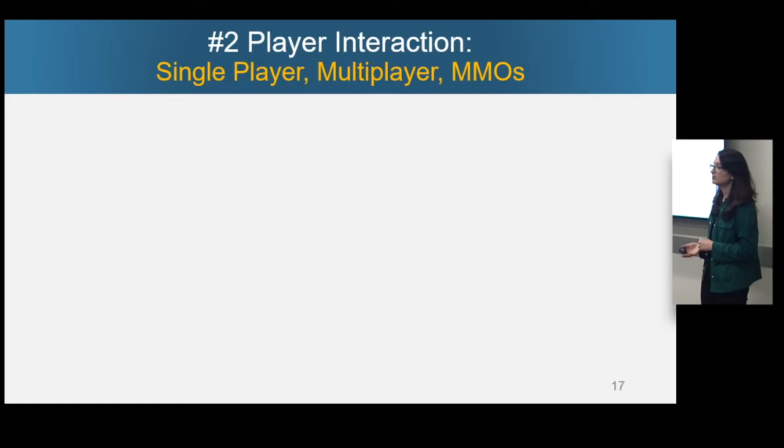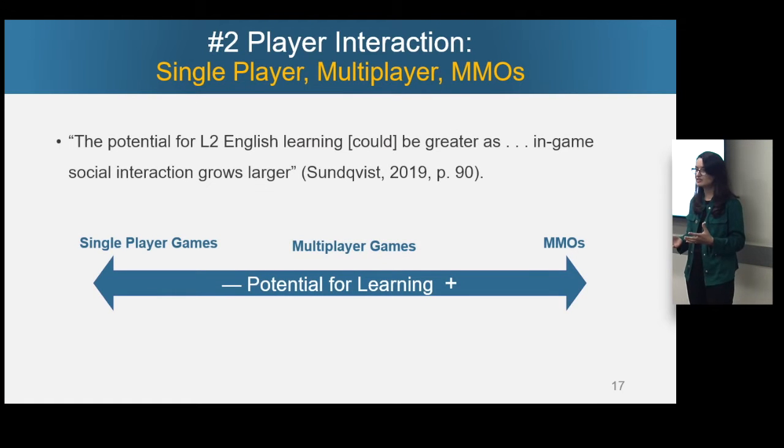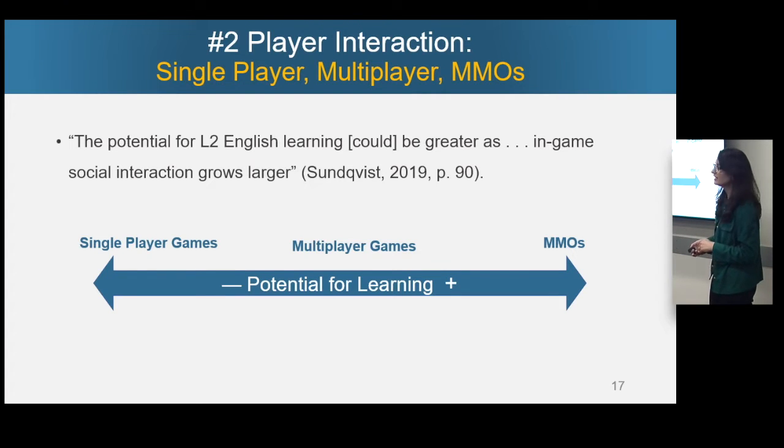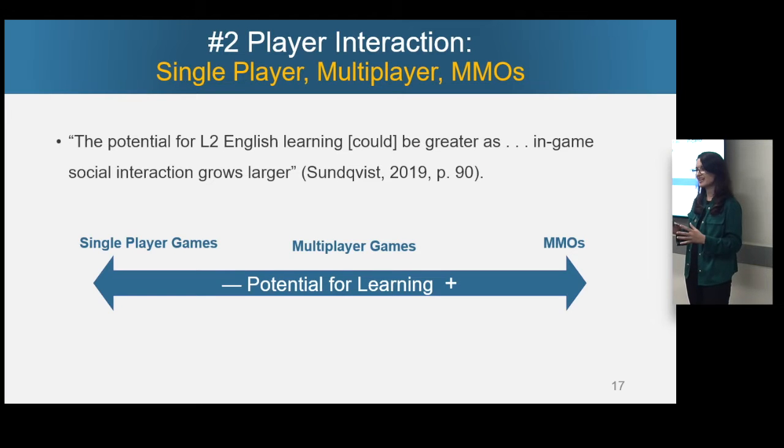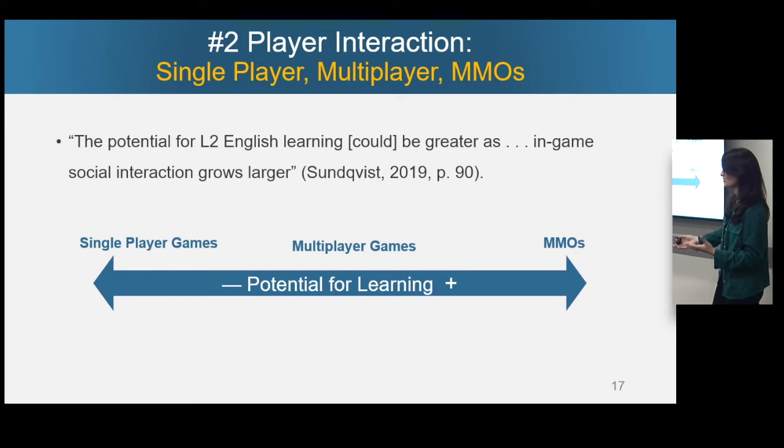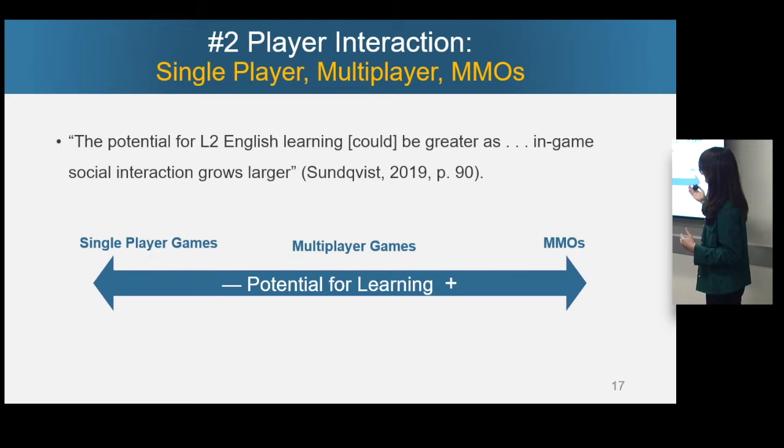So the second moderator variable that we wanted to look at is player interaction. So that is whether the game used is a single player game played by a single person, right? A multiplayer game played by a small group of people, or MMOs, which are massively multiplayer online games that are played by thousands of people around the world at the same time. And we wanted to look at this because, again, in the literature, it's been hypothesized that the potential for language learning could be greater as in-game social interaction grows larger. So we wanted to see whether that was the case across studies in the literature, at least in the available literature.